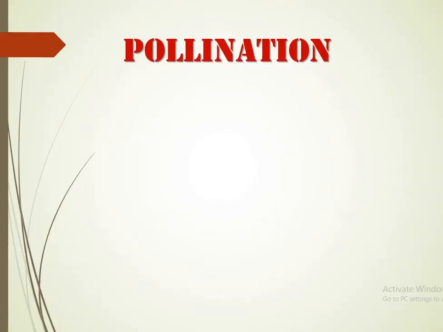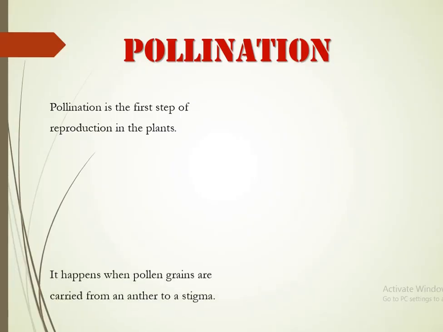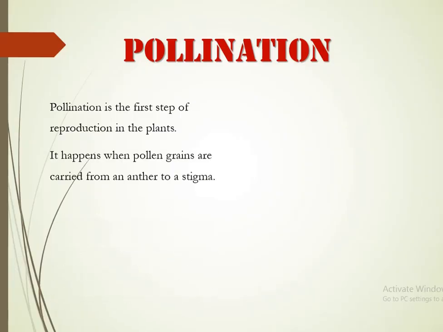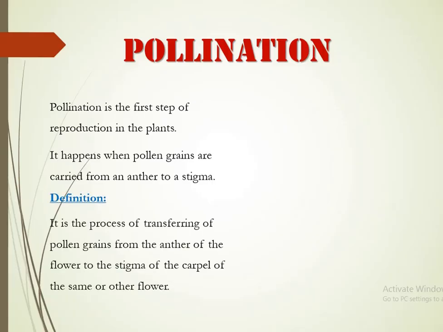And now, dear students, we will proceed to the next topic, pollination. Pollination is the first step of reproduction in plants. It happens when pollen grains are carried from an anther to the stigma. So we can define pollination as the process of transferring of pollen grains from anther of the flower to the stigma of the carpel of the same or other flower.